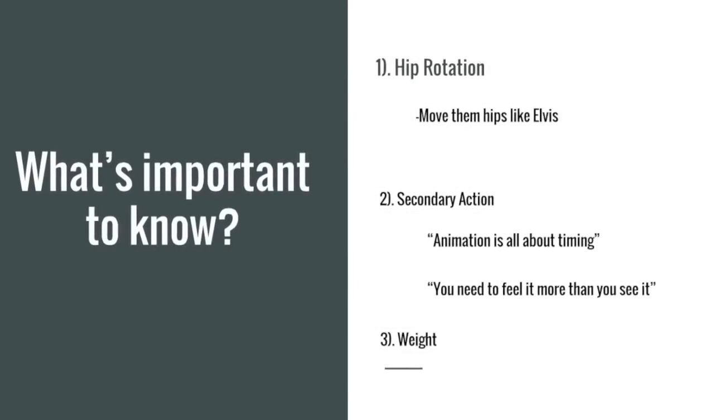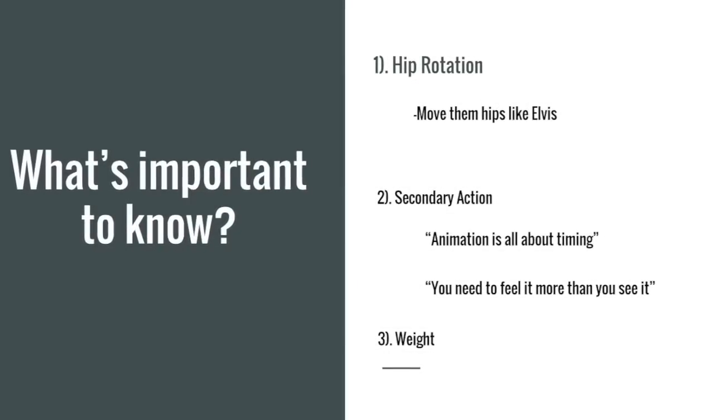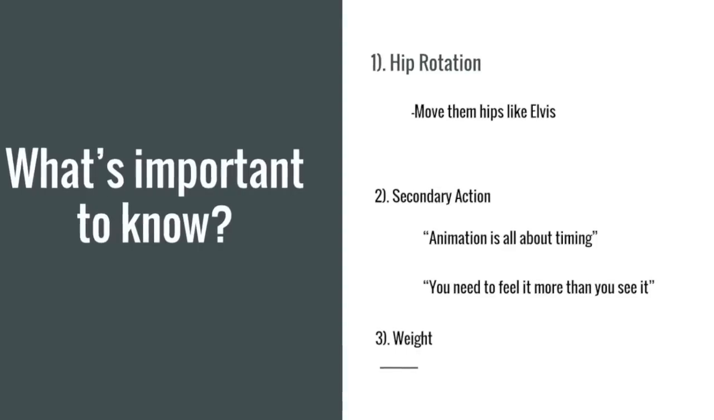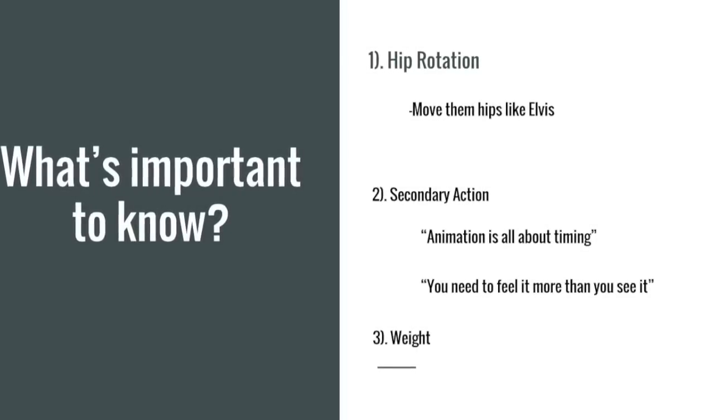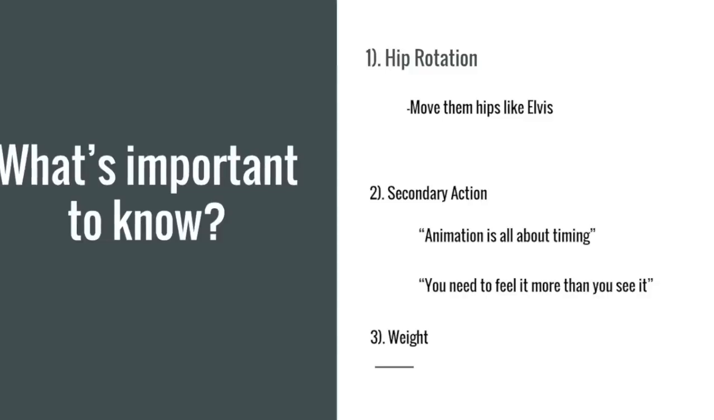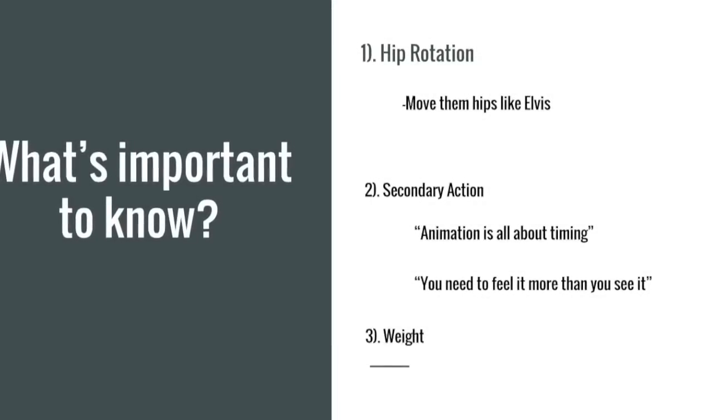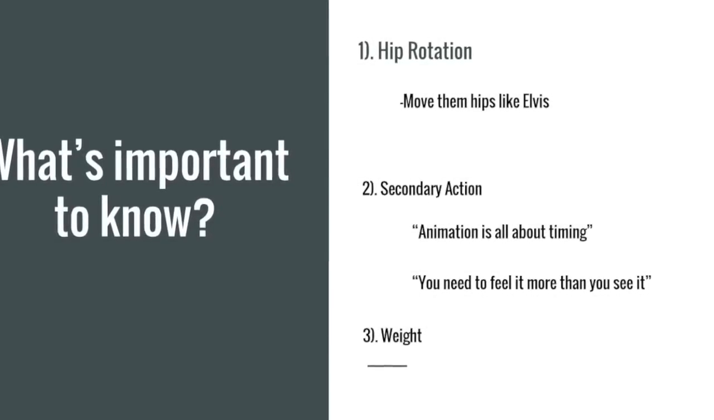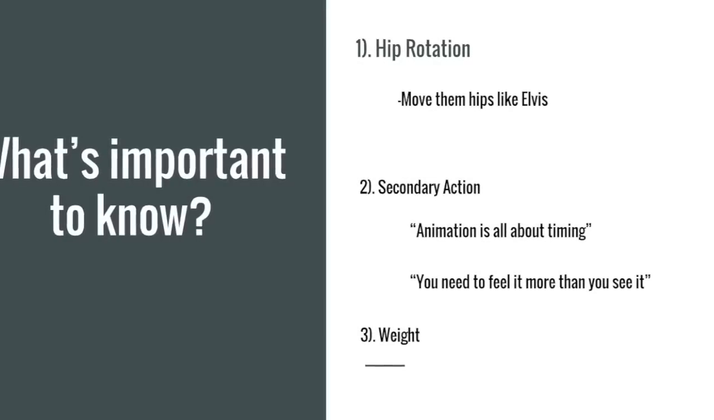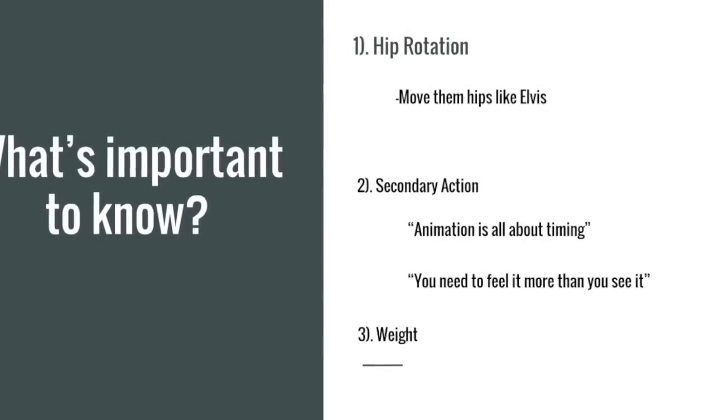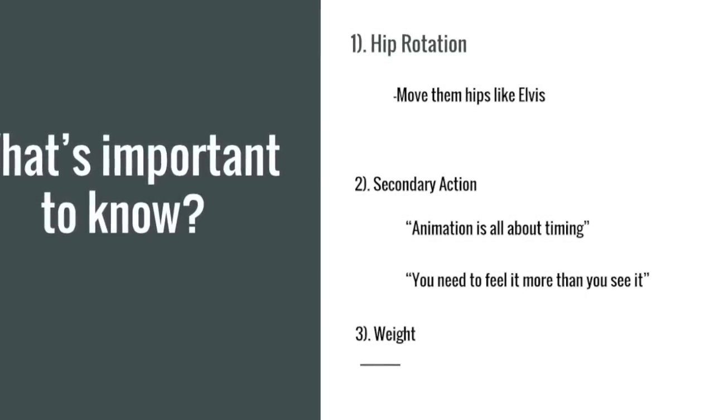But there's one more thing that you need to keep in mind while working on this. Weight. Everything has weight, and unless your animation is going to be in space, your character needs weight. This is most evident in the recoil pose, which we will be covering shortly. So for now, just remember the three things we've talked about. Hip rotation, and if you need to listen to some Elvis to remember this, go ahead. I'm not judging. Secondary action, and weight.